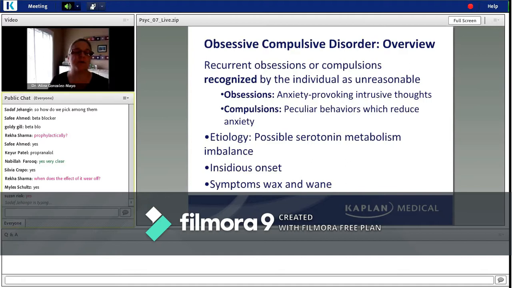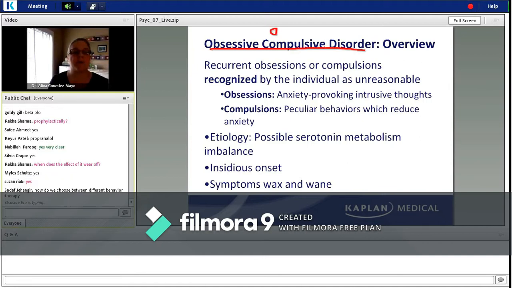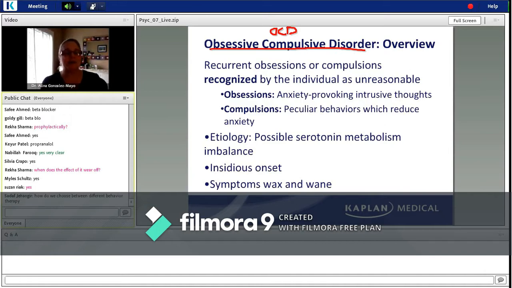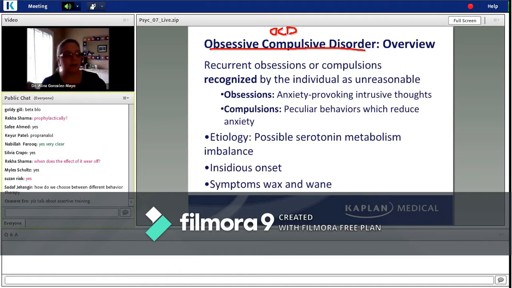Obsessive compulsive disorder in DSM-5 was removed from the anxiety disorder chapter, and it's in a chapter of its own, the obsessive compulsive chapter. So what is obsessive compulsive disorder, or OCD? OCD is a patient who either has obsessions alone, or has compulsions alone, or has a combination of obsessions and compulsions.